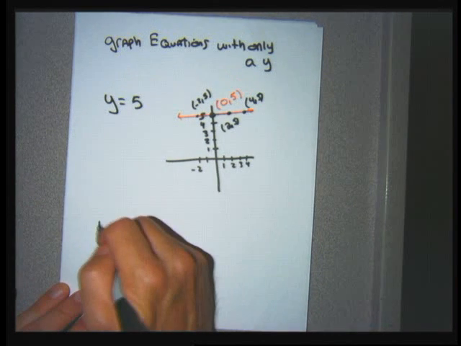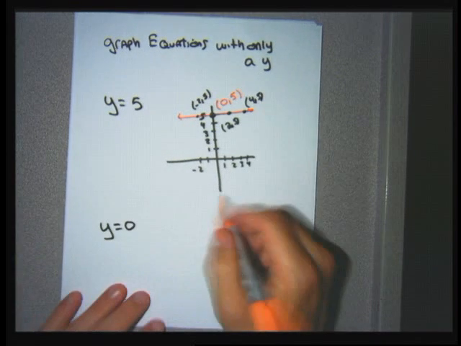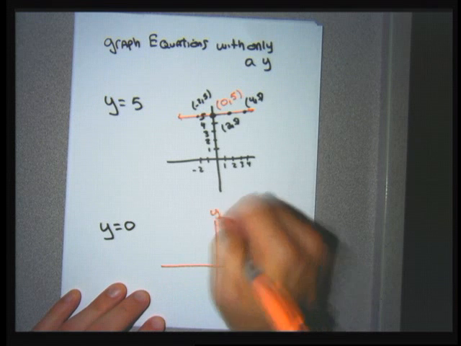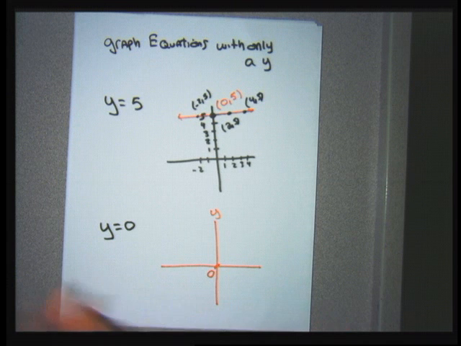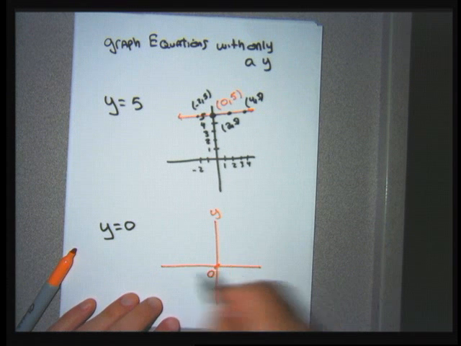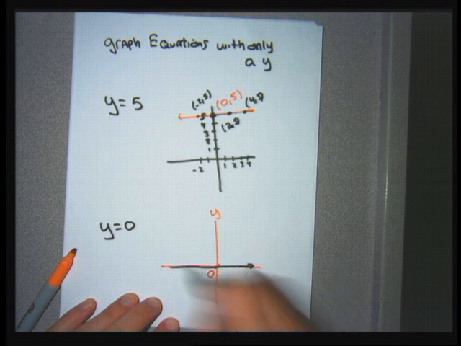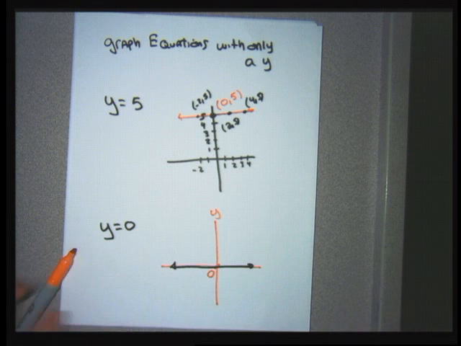Lastly, let me do y equal to 0. To graph y equal to 0, I'll find 0 on the y-axis and draw a horizontal line. This is my y-axis. 0 on the y-axis is in the same place as 0 on the x-axis. So the line y equal to 0, I find 0 on the y-axis and draw a horizontal line, and I get that graph. And that actually is the equation of the x-axis.